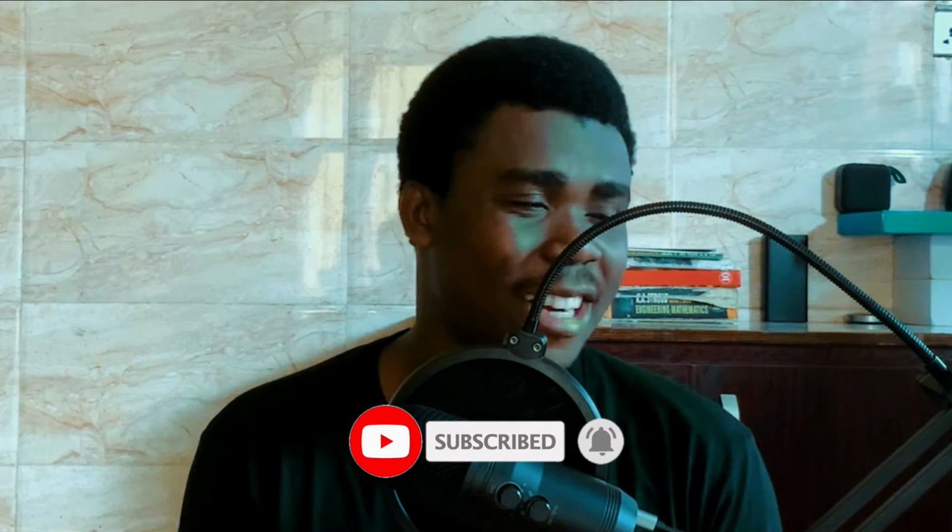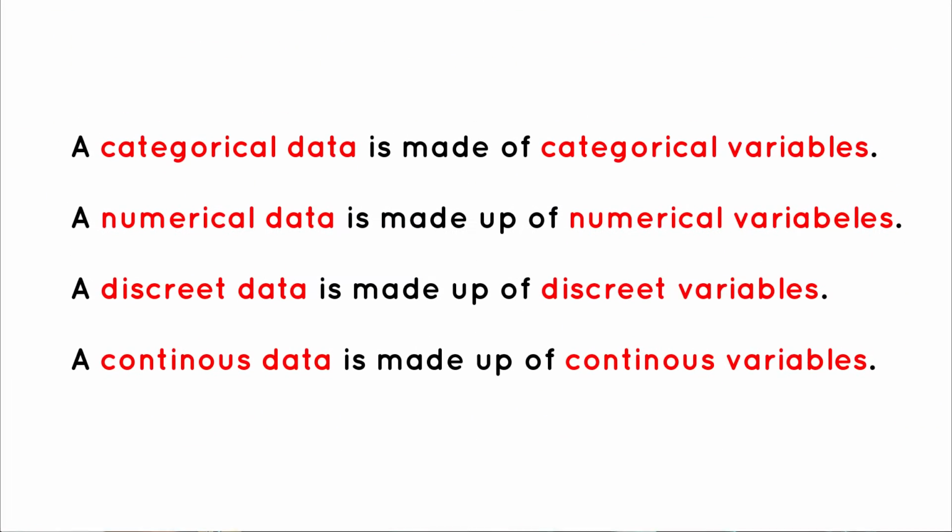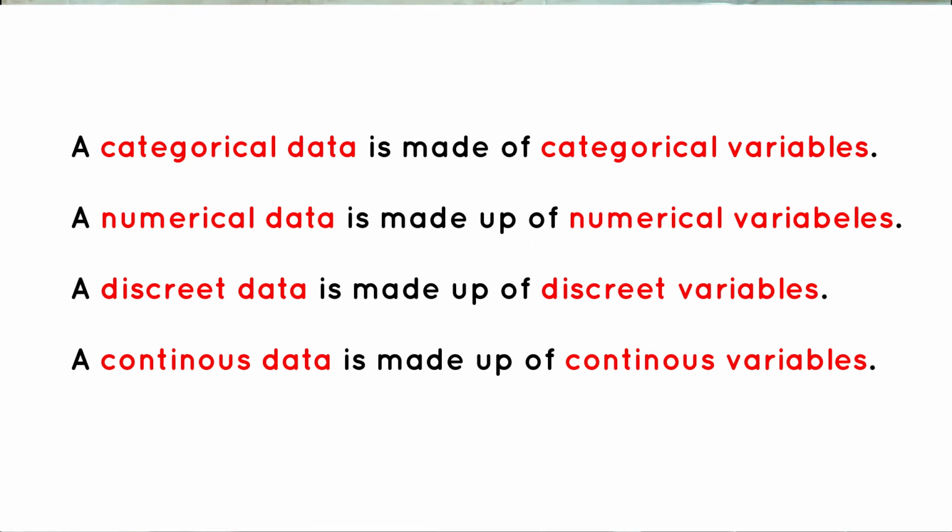Alright. Yes, I remember saying that I'm going to touch the other types of variables we have in statistics. So I've mentioned a categorical data set, and the variables that make up a categorical data set are known as categorical variables, and the variables that make up a numerical data set are known as numerical variables. The variables that make up a discrete data set are known as discrete variables, and the variables that make up a continuous data set are known as continuous variables.